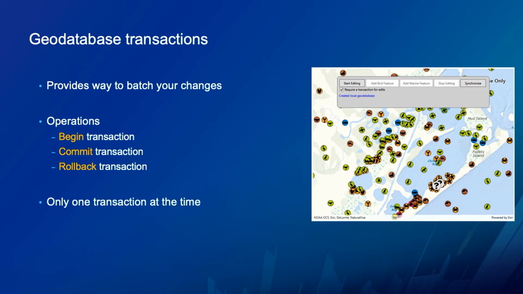The runtime geodatabase, just like the other geodatabases, supports editing transactions. Not nested, they're only one level deep, but you can batch up certain operations within a transaction, and then you can commit that transaction, in which case all these changes are made at once, or you can roll it back, in which case the changes are discarded.